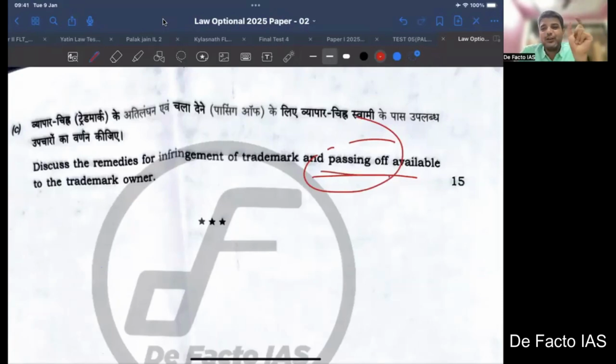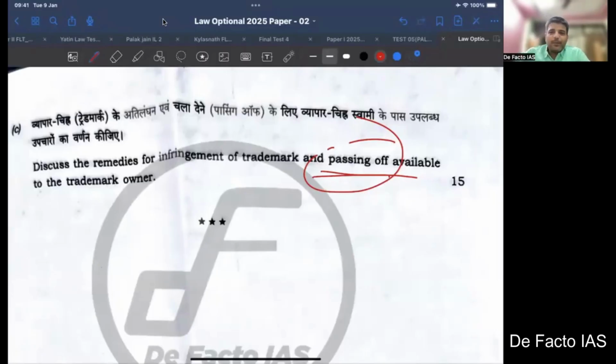You can simply write a heading, tort and passing off, and then talk about how passing off can be considered as one of the remedies if the trademark is not registered. If they are registered, no need to go for passing off. There are a lot of stringent provisions in the Trademark Act with regard to remedies. But if your trademark is not registered, then passing off becomes the only remedy. That is very important.